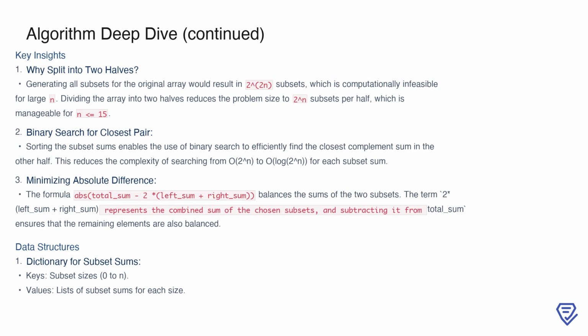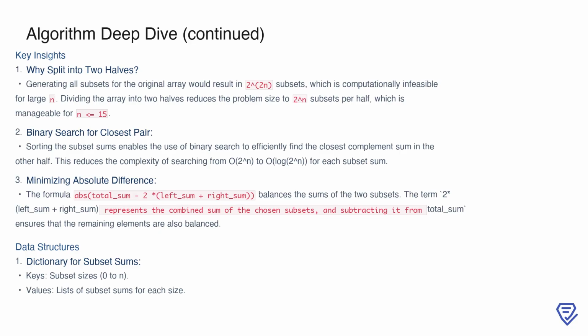By dividing the array into two halves, we reduce the problem size to 2^n subsets for each half, which is manageable for values of n up to 15. Additionally, sorting the subset sums enables us to use binary search to find the closest complementary sum in the other half. This drastically reduces the complexity of searching from O(2^n) to O(log 2^n) for each subset sum.